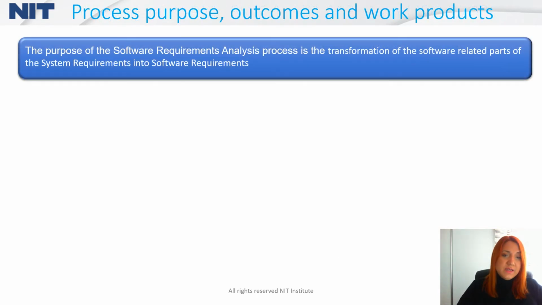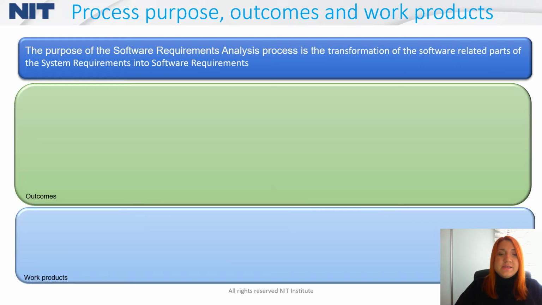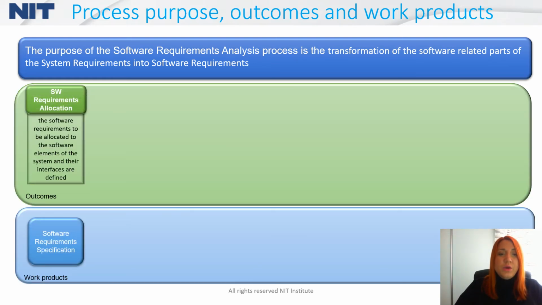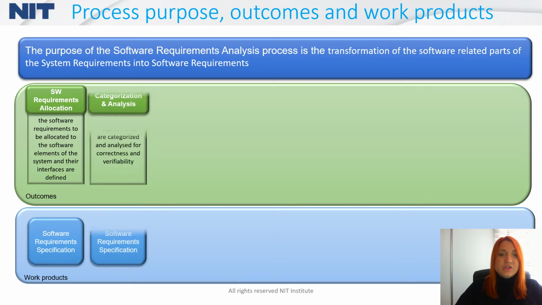The purpose of this process is to transform the software relevant parts of the system requirements into the software requirements in the written form. It means that we have outcomes which talk specifically only about the software requirements, and that we need to allocate software requirements. This is the first outcome, and this must be done in the written form in some kind of software requirement specification.